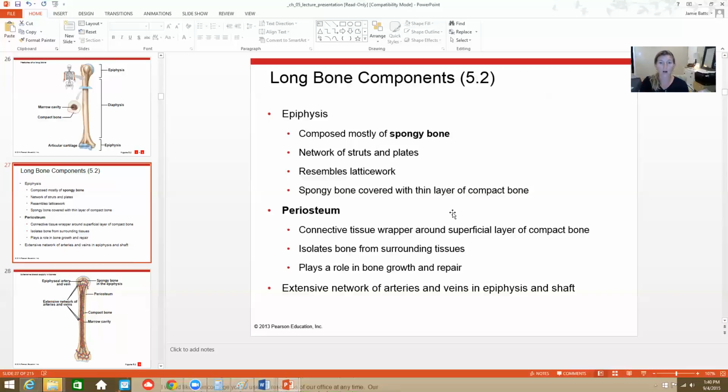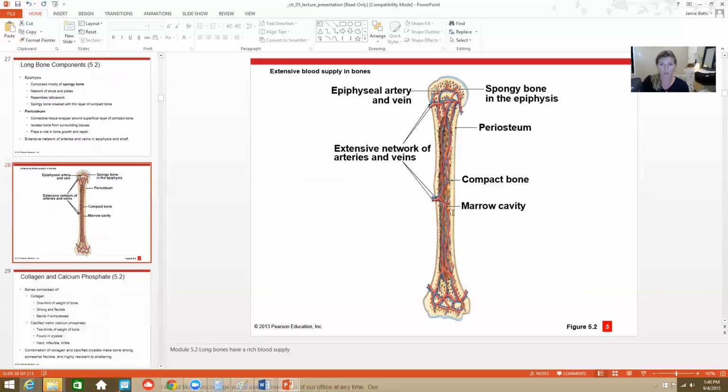There's also arteries and veins that are innervating that area as well. So here you see there's usually like a nutrient artery or nutrient vein foramen that allows the arteries and veins to come into the bone, and this is supplying all the bone cells with all the nutrients that they need, taking away waste products, etc.